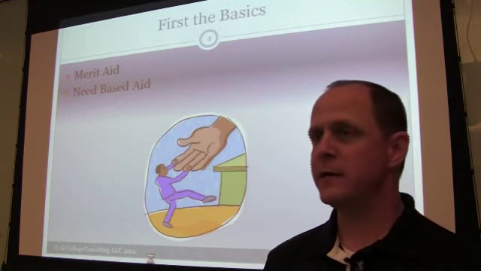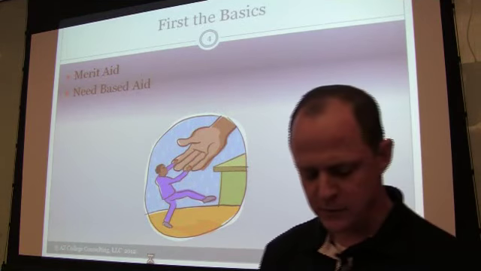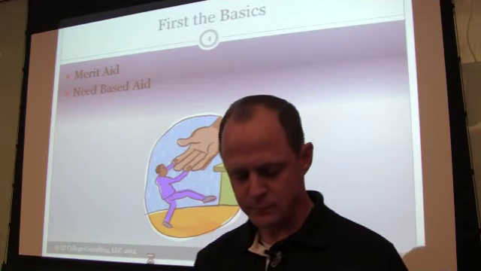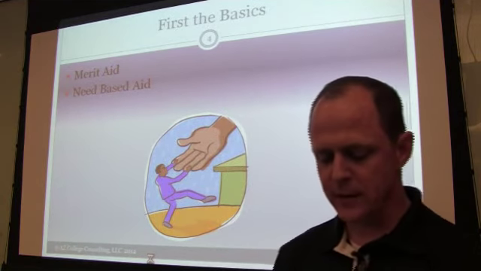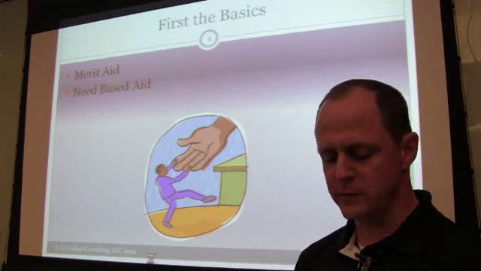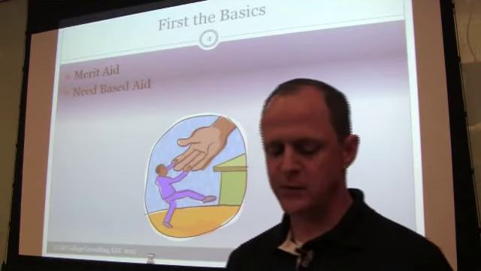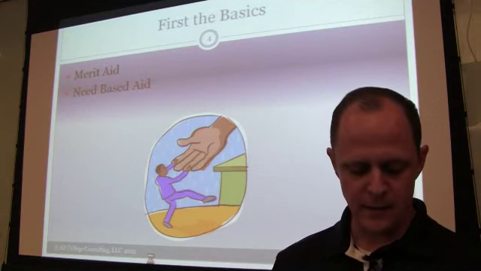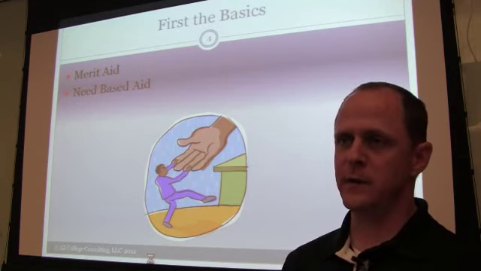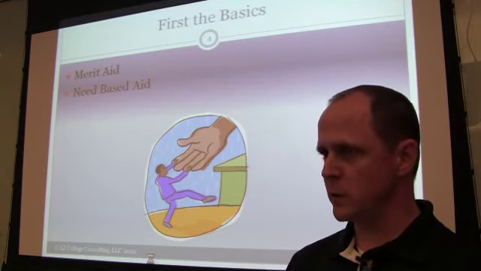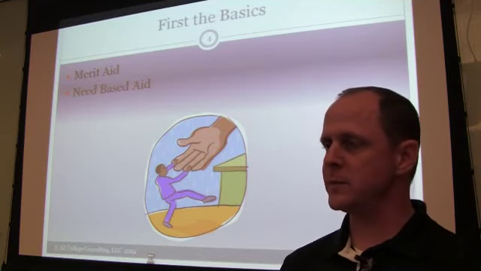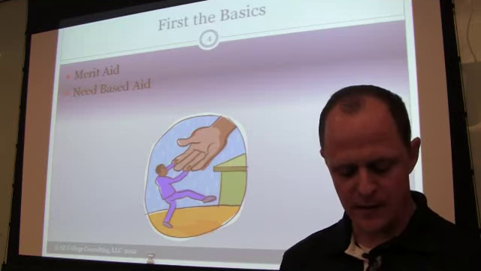Let's talk about the basics first. Okay? We've got two different types of aid. We've got merit aid and need-based aid. So financial aid is available to help students pay for college. And there's two types of aid. There's gift aid and then there's self-help. And self-help is broken into loans and work study. We're not going to be talking about that here. And then gift aid is the scholarships and grants and that money.